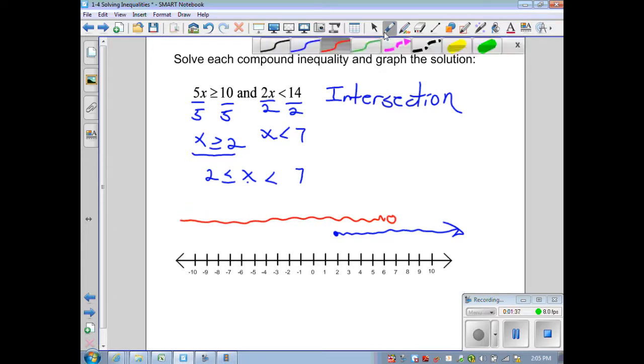Now I need to identify what is shared. Here on the red line, that location on 2 is closed in, and on the blue one it's closed in, so I have a closed value at 2. At 7, I have a closed value on the blue, but not on the red, so that marks the location on 7 to be an open point. And all shared values for the solution are all values that are in between 2 and 7.